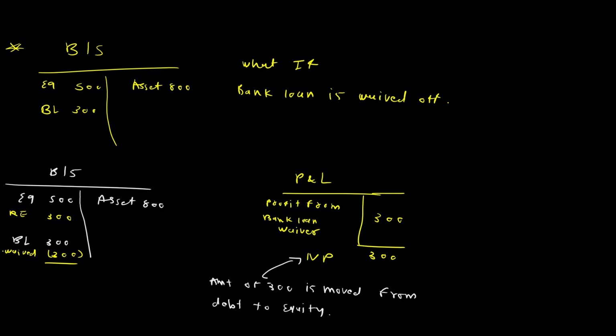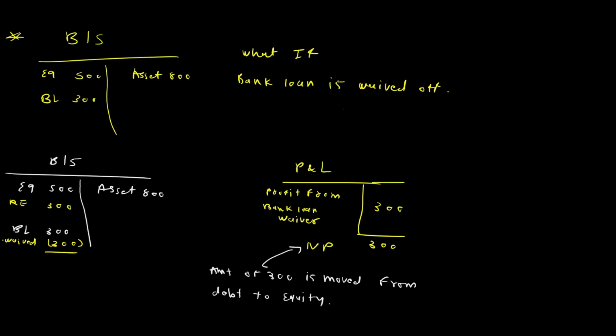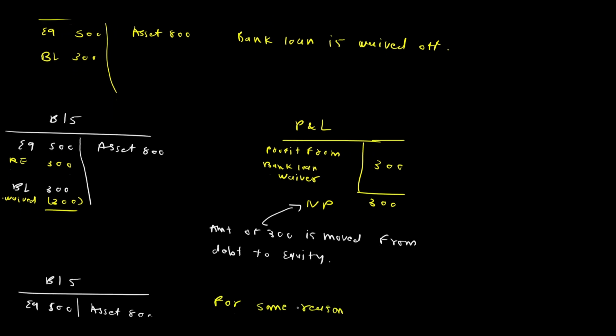So my balance sheet will show the profit from the bank loan waiver of 300, and this will be my net profit. It will come as retained earnings, and I have shown the bank loan as zero as it is waived. So this will impact my balance sheet: an amount of 300 moves from debt to equity.